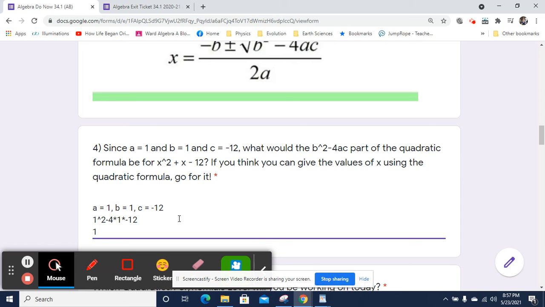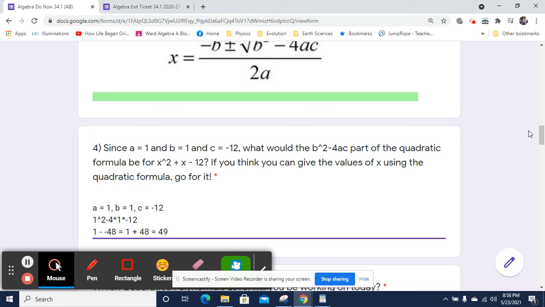That's 1. And then minus 4 times negative 12 is going to be minus negative 48. And that's 48. And that's going to be 1 plus 48, because minus a negative is addition of a positive. So we get 49. That's what b squared minus 4ac is.